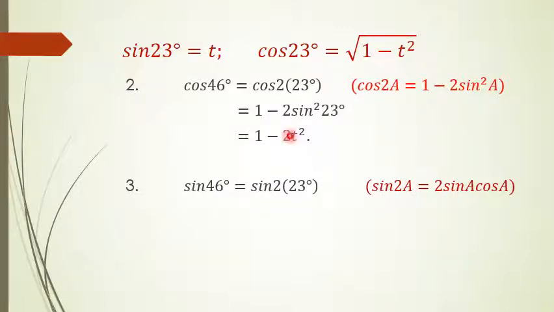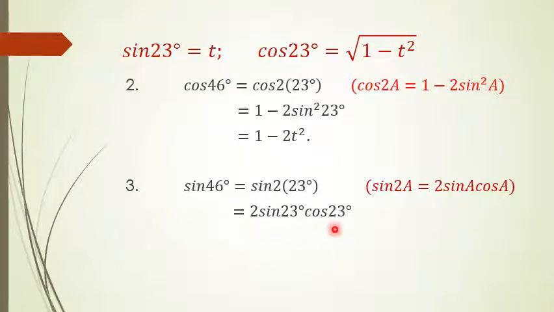Number 3, sine 46. Again, we observe that 46 is double 23. So that allows us to use the double angle formula. So sine 46 is equal to sine 2 times 23. Now we said sine 2a is only one version, so we just have to use that one. The double angle formula says sine 2a equal to 2 sine a cos a. Now we have sine a, we have cos a. Our a is 23 degrees here. So we can now make a substitution.